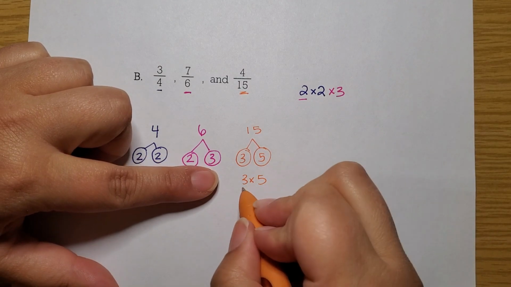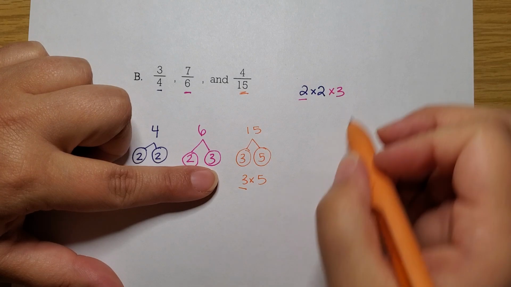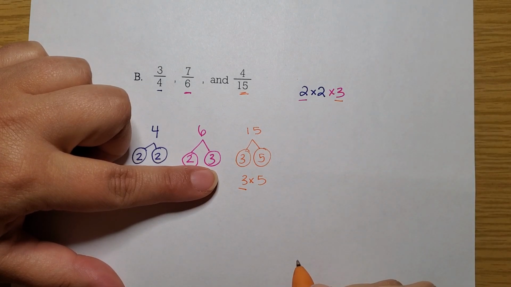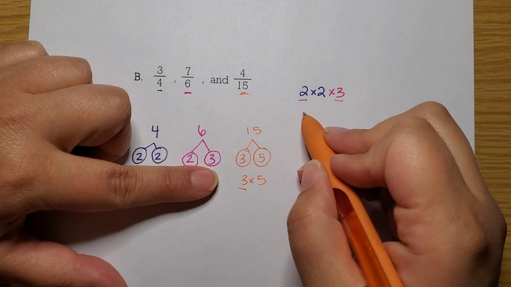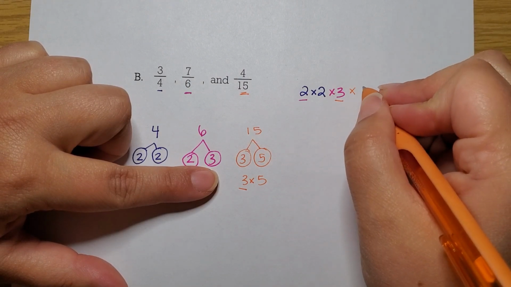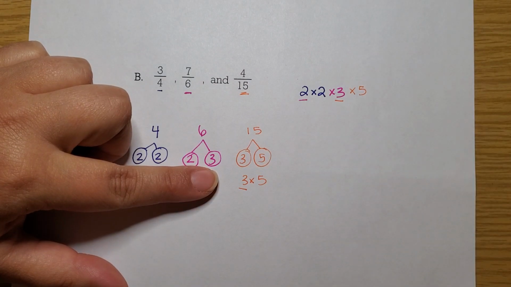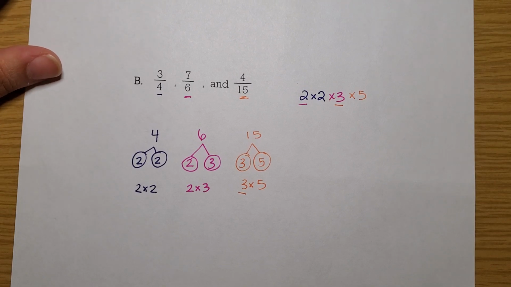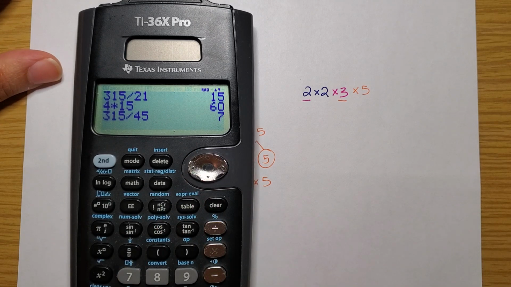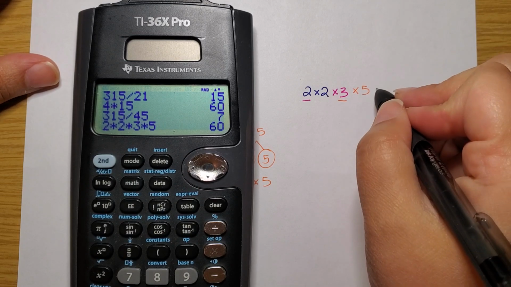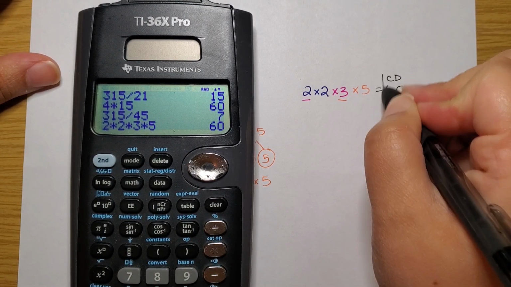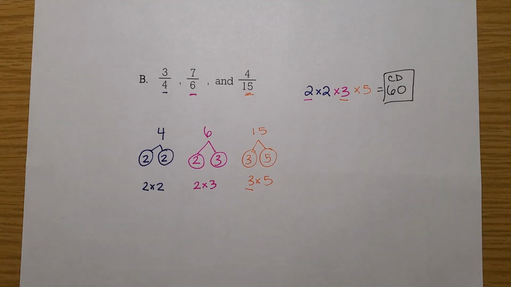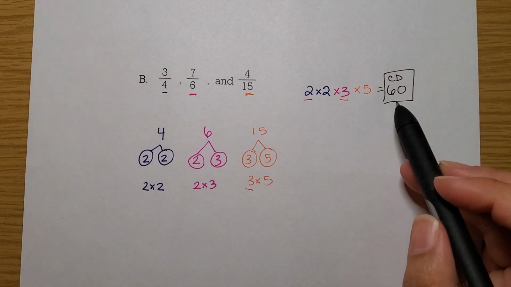In this denominator, we have a factor of 3, and we just threw a 3 in, so we have one to match. Then we have a 5, and there's no 5 to match up with. So we're going to toss in a 5. All right, so we've gone through all of them. So now we multiply them to get our common denominator. 2 times 2 times 3 times 5 is going to give us 60. So a common denominator for 4ths, 6ths, and 15ths is going to be 60.